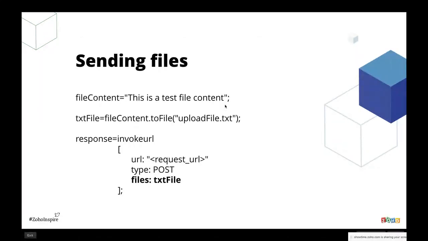So invoke URL also allows you to send files, and this is the syntax that you see: files, and then the file object or a list of file objects. You can see in the example we're using just a string value and we're converting it to a file with toFile, with a file name. What toFile does is take your variable and convert it to a file object, so that it can be sent in the invoke URL command. Of course, it's not possible to upload a file and use that in the Deluge script. It has to be either generated in the script or it can be retrieved from another website URL using invokeURL.